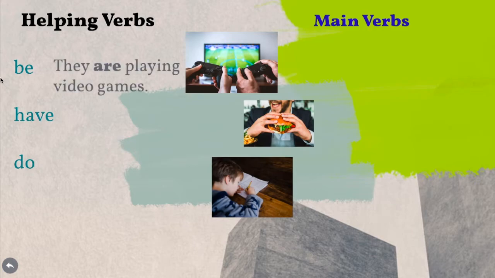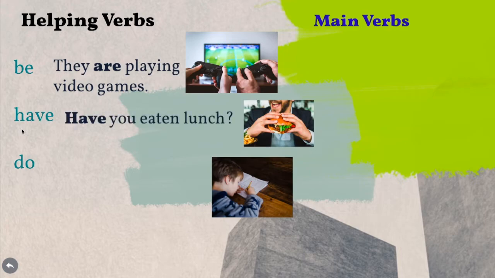For example, they are playing video games. Here, are is not the main verb. It's just a helping verb. It's helping this verb, playing. So the main verb of this sentence is play, playing, but the helping verb is are, which is from the be verb. Okay?